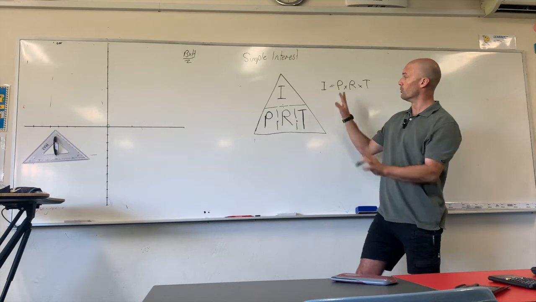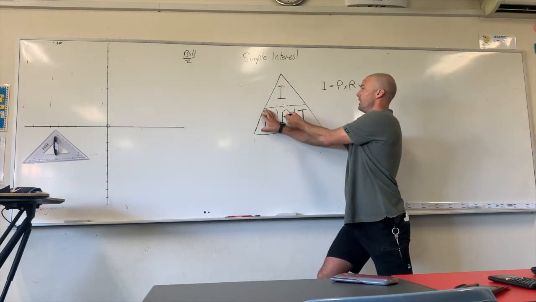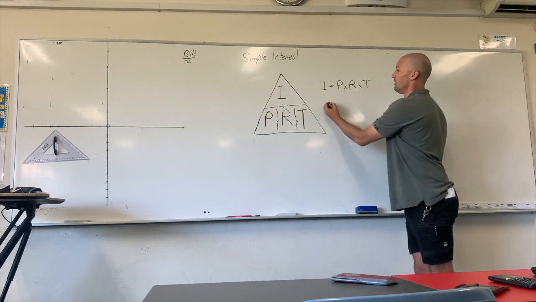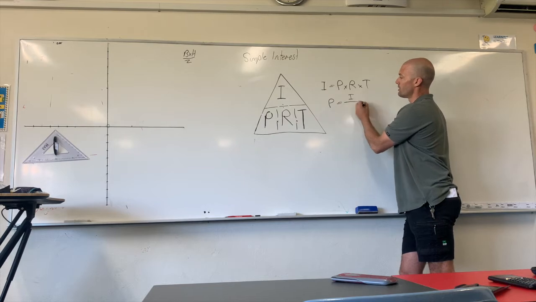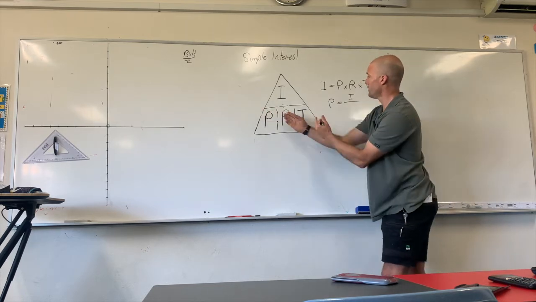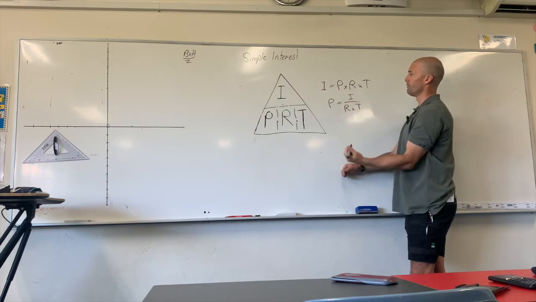Well, I want to find the principal. All right, so you cover up principal. And it says interest divided by rate times time. So, principal equals interest divided by, just cover that, and it tells you it's rate times time.